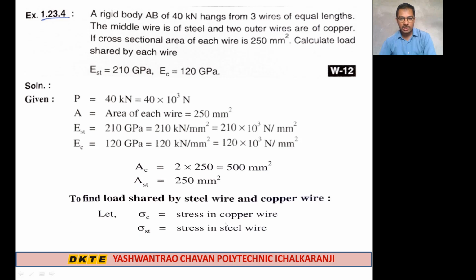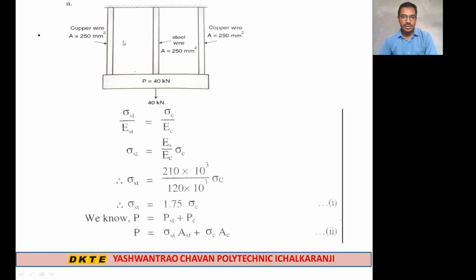Sigma C is equal to stress in copper, sigma steel is equal to stress in steel wire. This is the diagram, copper wire, and this is the steel wire. Cross-sectional area is given. This load P is equal to 40 kN is applied. Again by using the composite section equation, stress in steel divided by Young's modulus of steel is equal to stress in copper divided by Young's modulus of copper. We will get the equation in terms of sigma steel: stress in steel is equal to 1.75 times stress in copper. Put this value into the load equation.